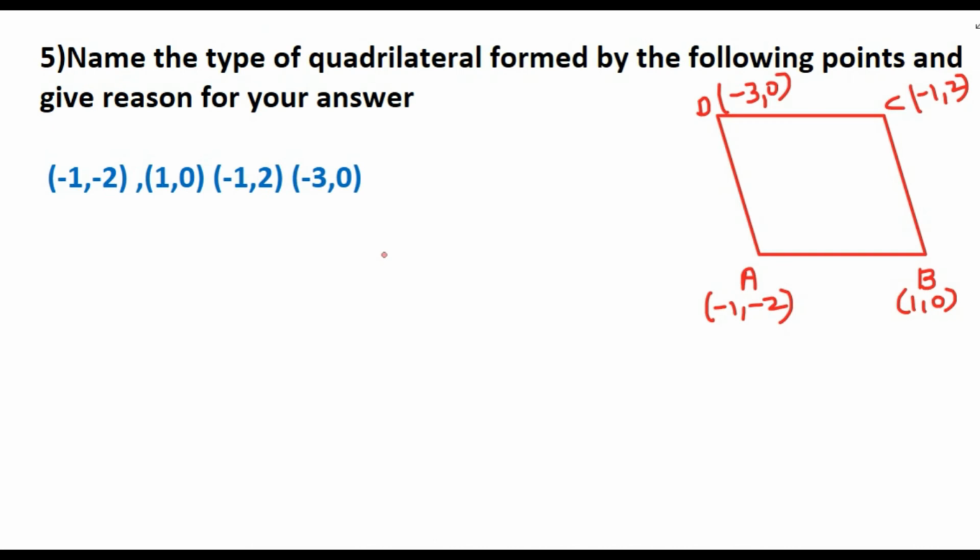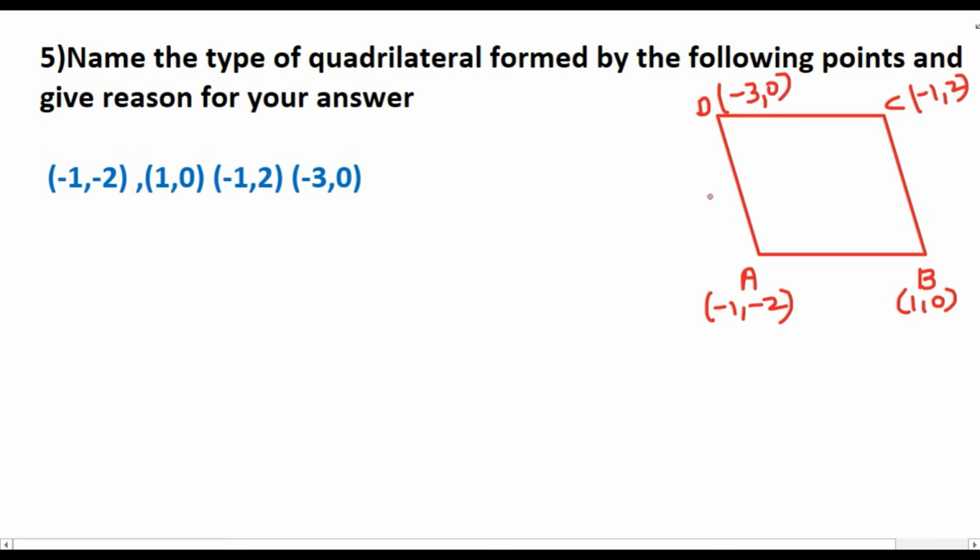Name the type of quadrilateral formed by the following points and give reason for your answer. So we need to check whether it is a quadrilateral, and if it is, what type of quadrilateral, and we have to give the reason. We know the different types of quadrilateral like square, rectangle, parallelogram, rhombus, etc. Now if we find the distance between AB, BC, CD, AD, and if all these lengths are equal, then we can say that it is a square or rhombus.